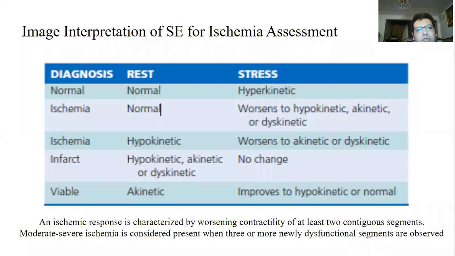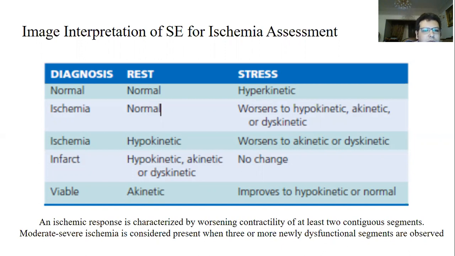Image interpretation of stress echo for ischemia assessment. Normal: the myocardial segments have normal contraction, and the thickening is 30 to 50%. This is normokinesia. And with stress, it becomes hyperkinetic, meaning thickening more than 50%.